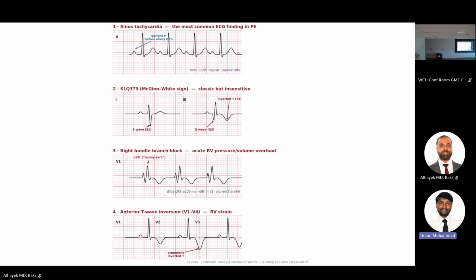And this is the famous S1Q3T3. It's the second one. So you have the S wave on lead 1, and then you have the Q wave on lead 3, and the inverted T wave on lead 3 as well. And you have the sinus tachycardia, you have the right bundle branch block, you have the anterior T wave inversion. So you have multiple signs that you can see on the EKG, but none of them are actually going to be diagnostic.